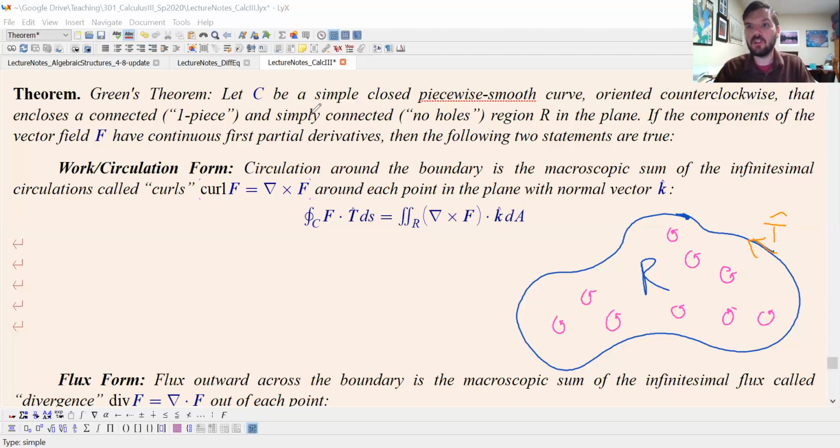If you measure the curls inside, you'll get the same amount as measuring the field aligned with your direction, capital T. So there we go. If you measure how much the field is aligned with your direction of motion on the curve going around, that is the same thing as adding up all the little curls, little bits of rotation that are in the plane or perpendicular to k hat.